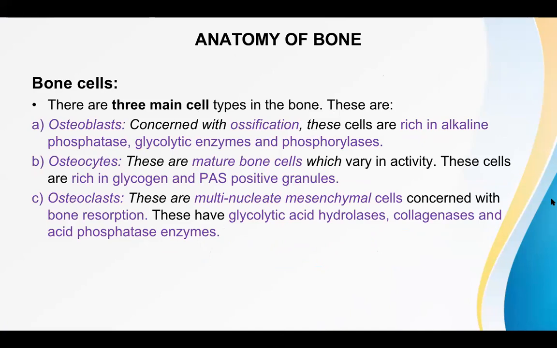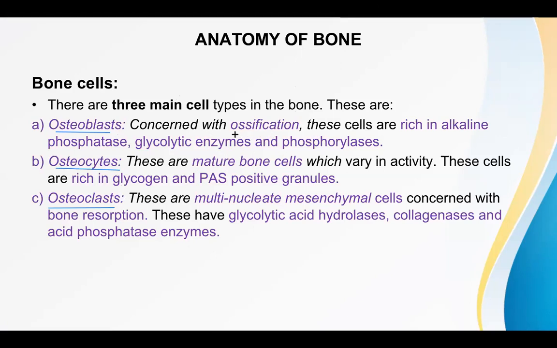Now, what are the types of bone cells that are present inside the bone? Every student knows this. Now, please see here. Take a bit of time and see there, please. Now, there are three main cells inside the bone. These are called osteoblast, osteocyte, and osteoclast.